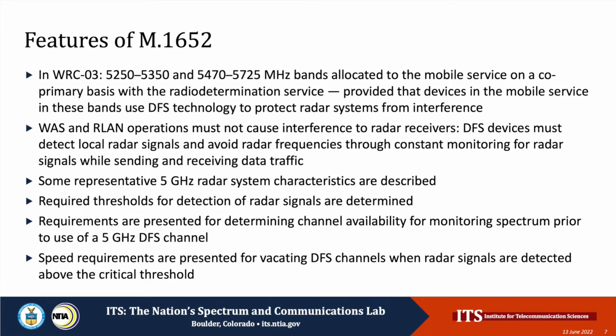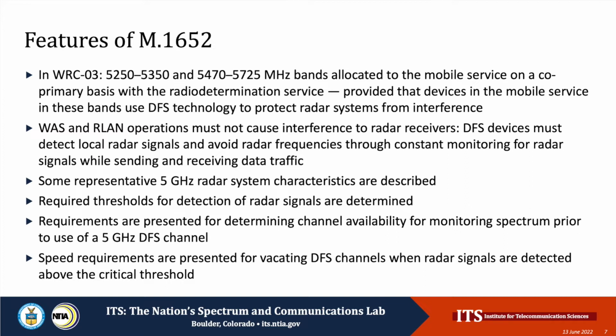Some particular features of M.1652 deserve to be noted. These came out of WRC-03. For example, 5250 to 5350 and 5470 to 5725 MHz bands are allocated to the mobile service on a co-primary basis with the radiodetermination service, provided that devices in the mobile service in these bands use dynamic frequency selection, DFS, sharing technology to protect radar receivers from interference.